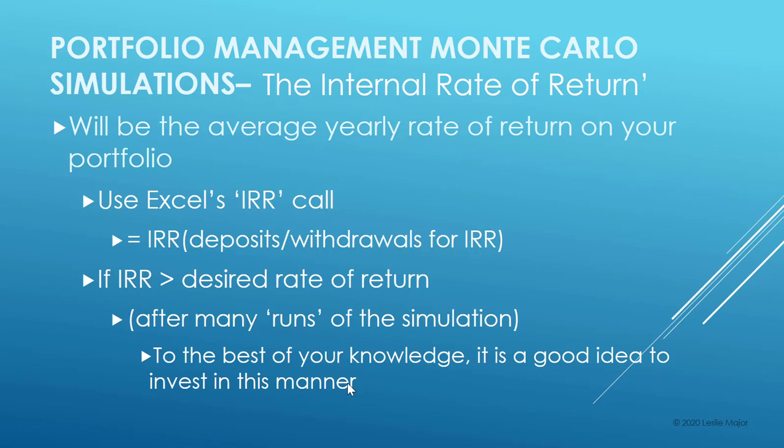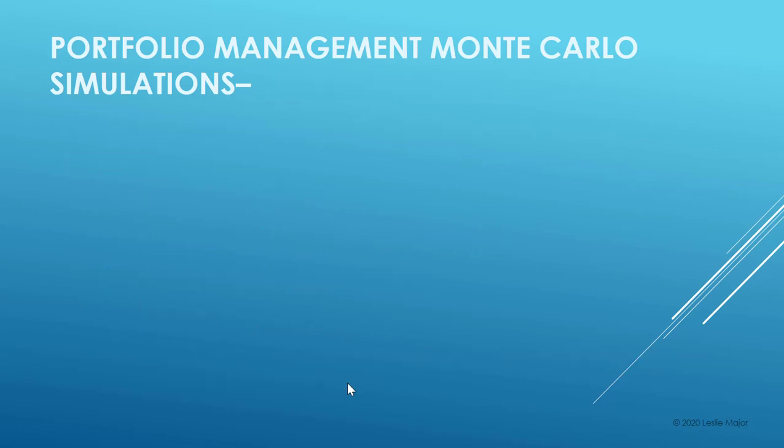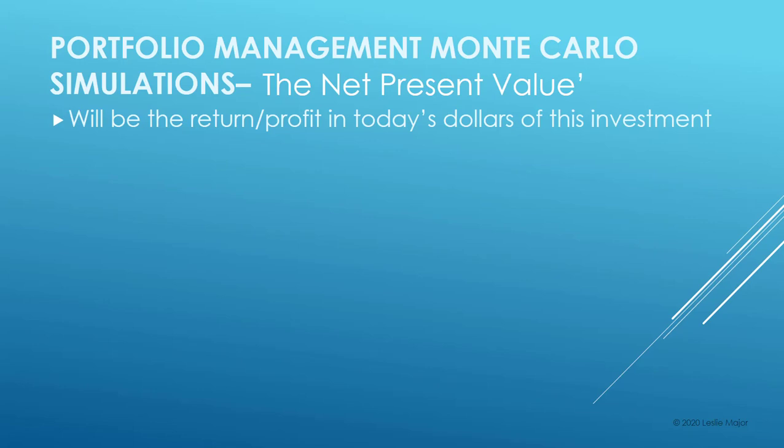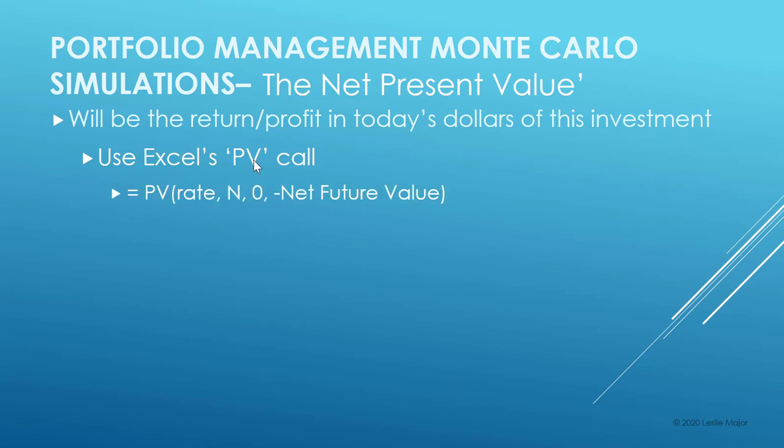One last measure here, and then we'll do these all in Excel, the net present value. So this will be the profit or return in today's dollars of this investment. Use Excel's PV call, so not the net present value call, not the NPV, but the PV. Again, this one's a little bit different because our rates fluctuate every year. And do the following PV call.